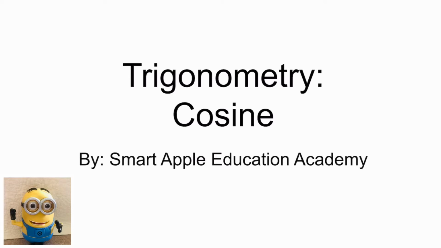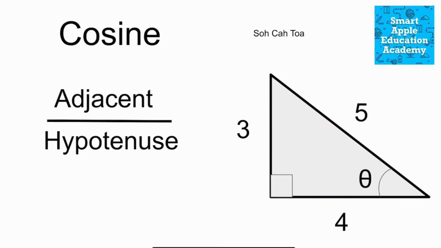Now, let's get started. So what is cosine? When I think of cosine, I think of a ratio of adjacent over hypotenuse. Okay, so the cosine's ratio is adjacent over hypotenuse, so you want to remember that.